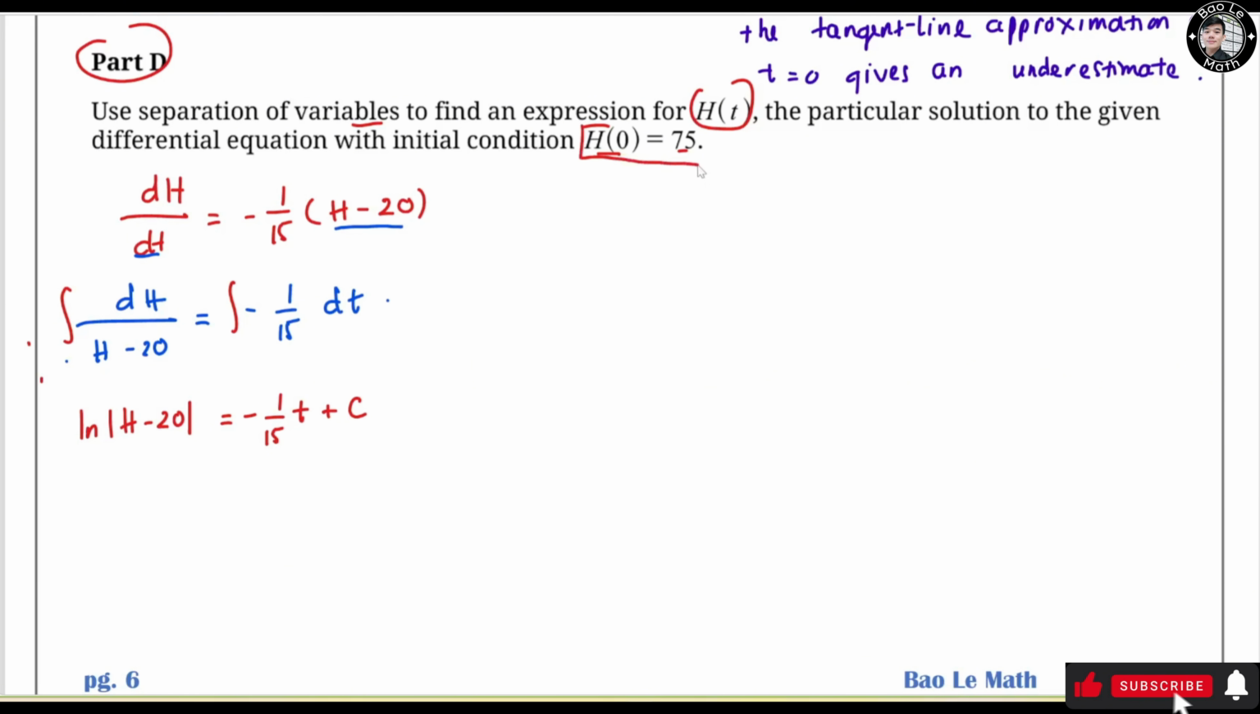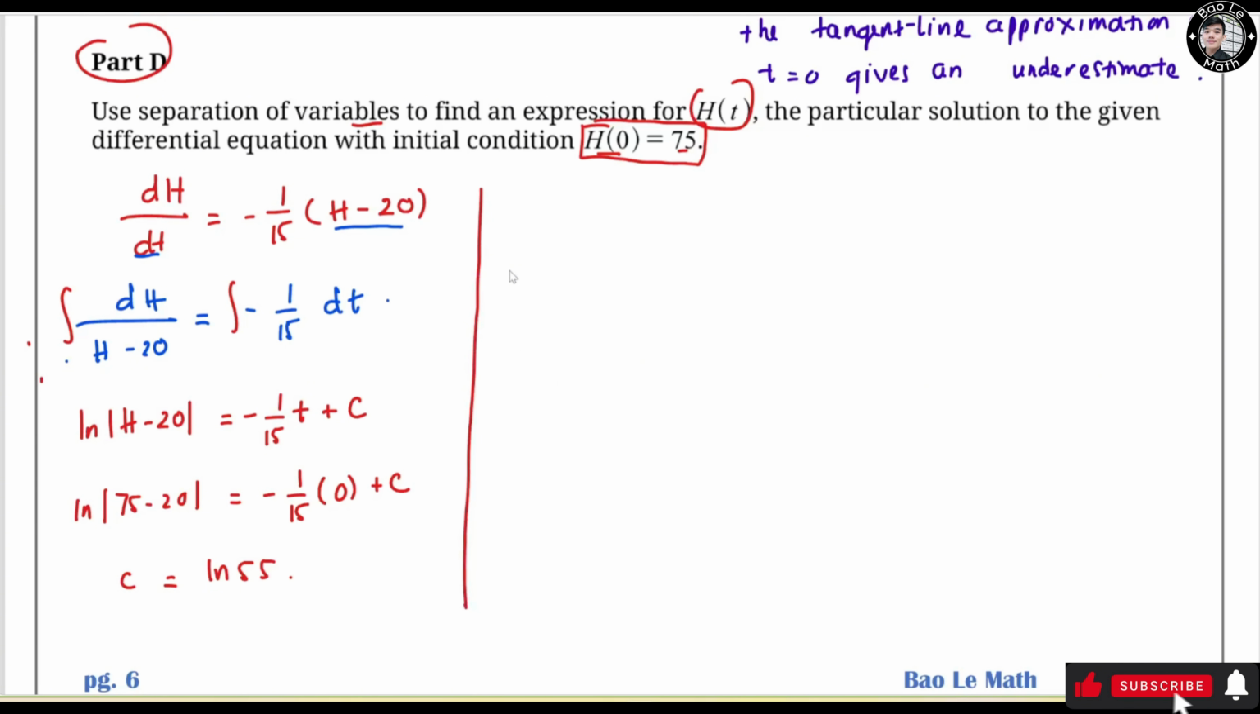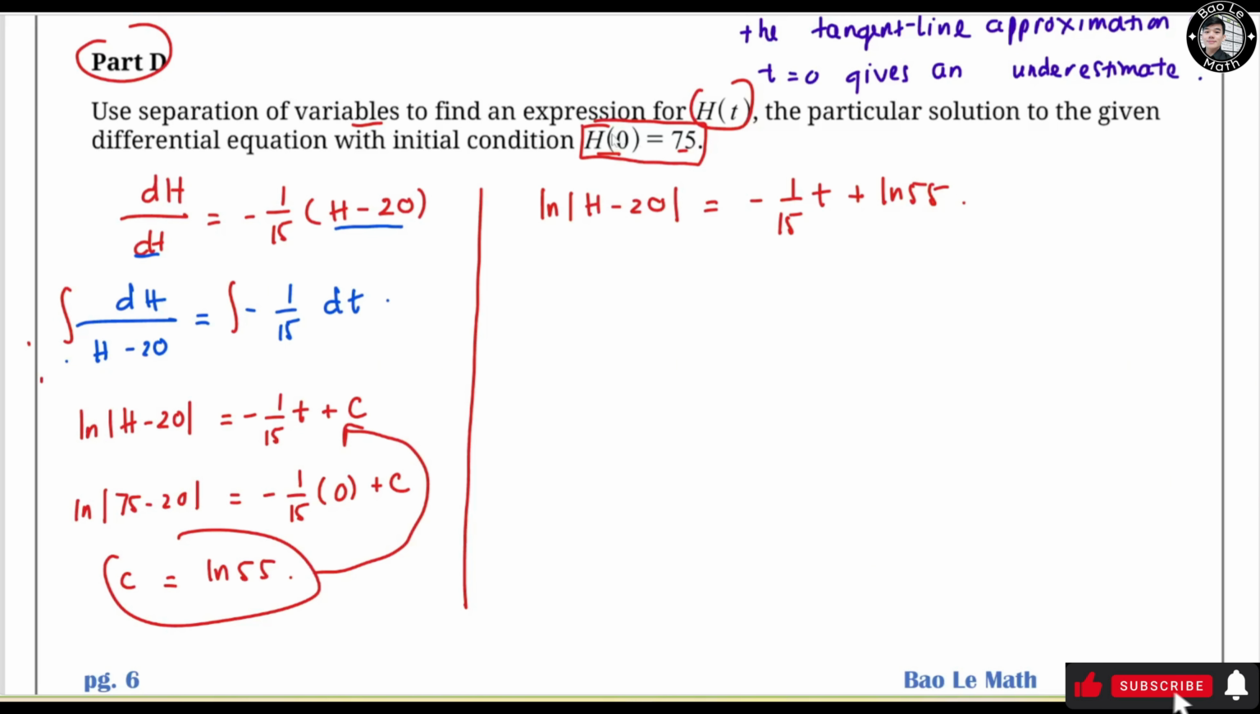Use the initial condition right here to solve for c, right? So we have ln absolute value of 75 minus 20 equals negative 1 over 15 times 0 plus c, right? So c equals ln of 55, right? So we're going to substitute this guy back over here. So we have, since the initial condition is positive, we can eliminate the absolute value right here, right?